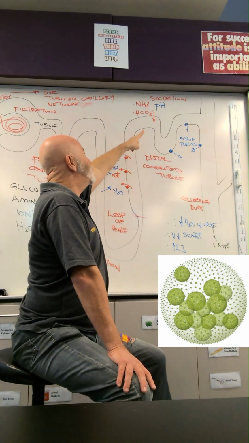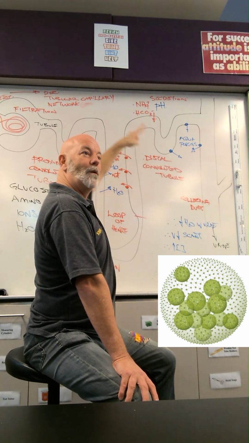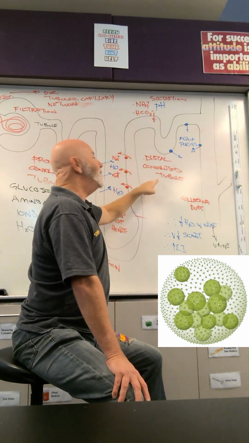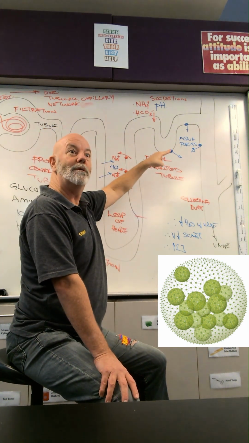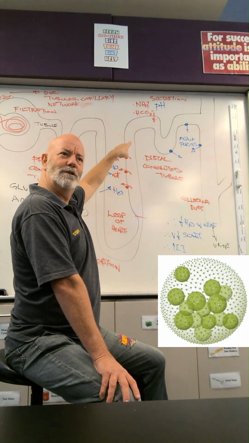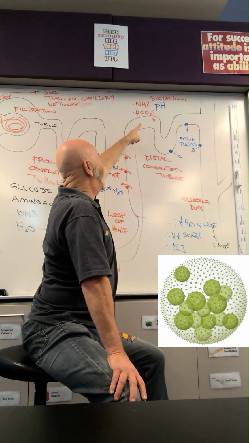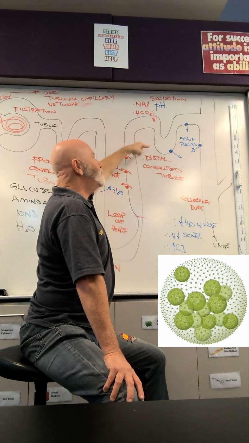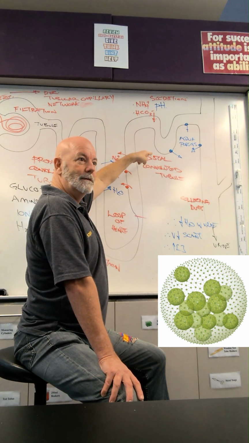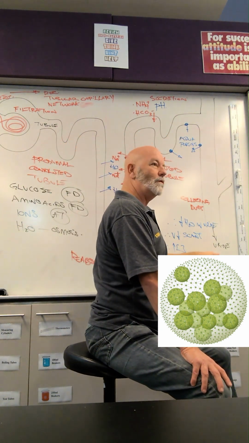Right, then we get on to the distal convoluted tubule. Distal because it's far away from the glomerulus. Convoluted because it's convoluted, and tubule because it's part of the tubule. In here we've got secretion. Inside the distal convoluted tubule, ammonium ions and hydrogen carbonate ions are put into the tubule to balance the pH of the blood. Anything that's left inside the tubule now becomes the urine.